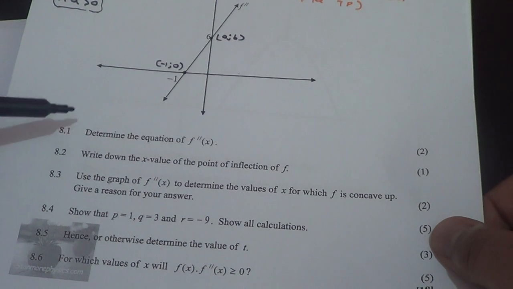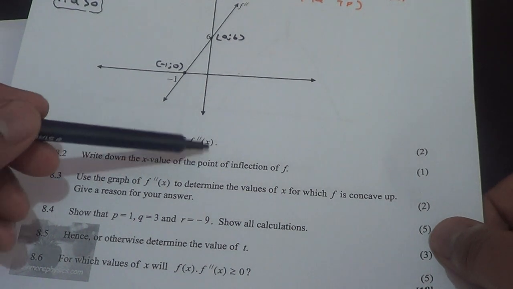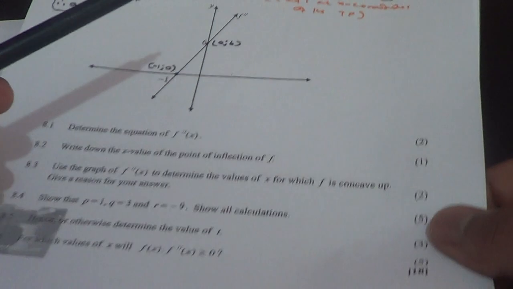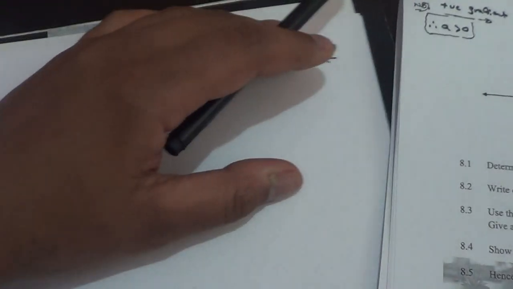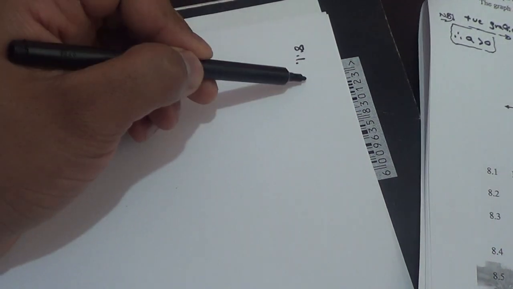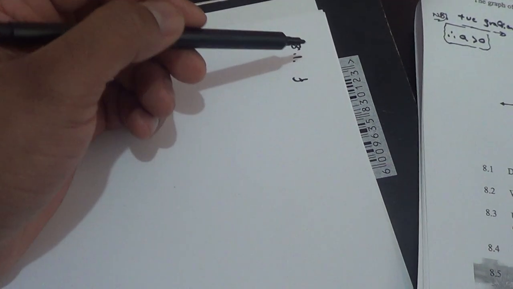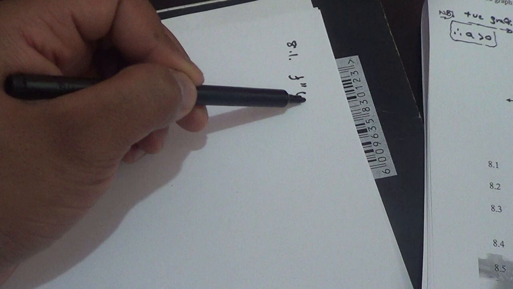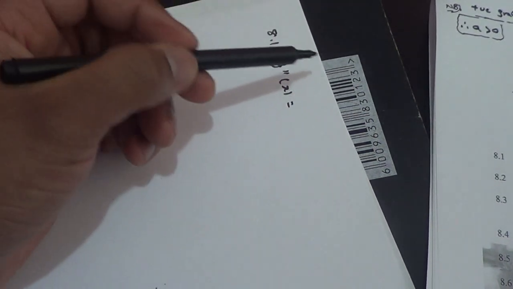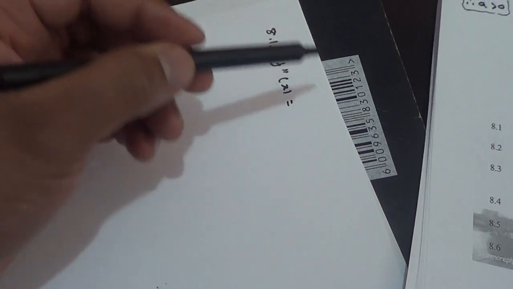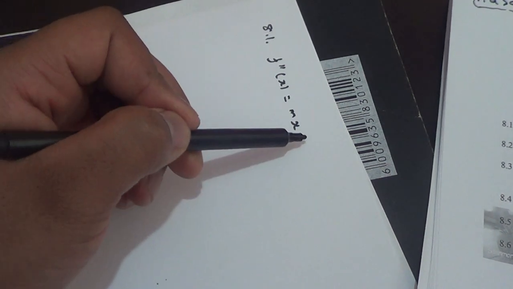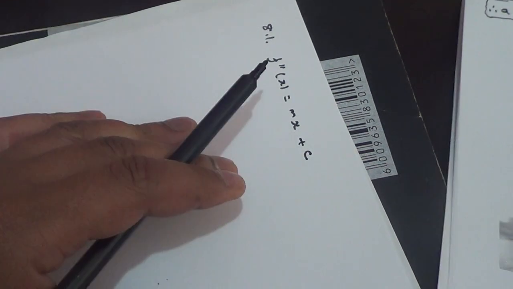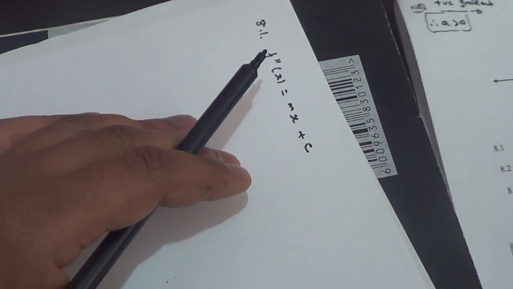Okay, 8.1. Determine the equation of the second derivative. Great. So we've got 2 points, so we can handle that. Nice and easy. So we can say, well, f double prime of x is equal to mx plus c. Ne? That is what they gave us at first.